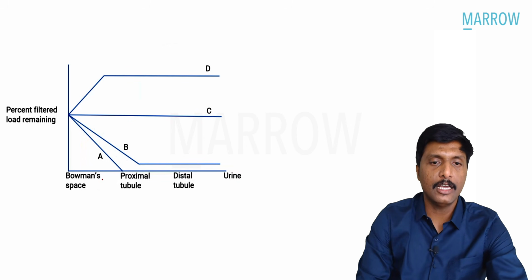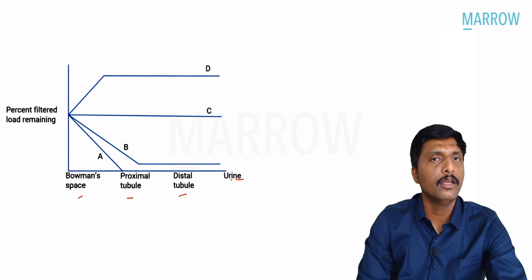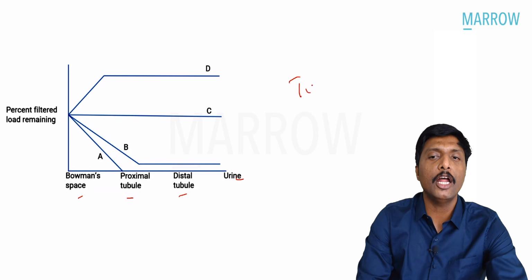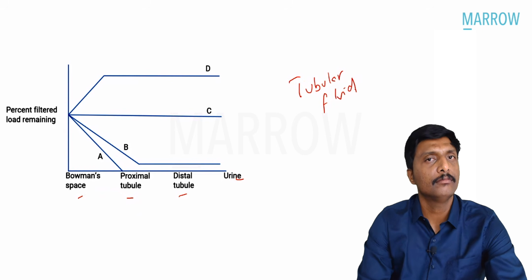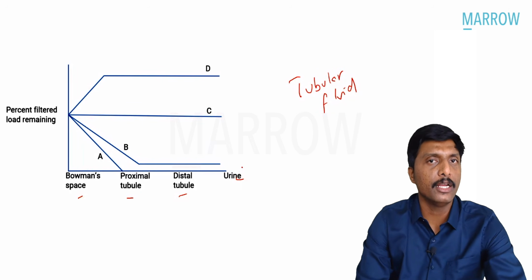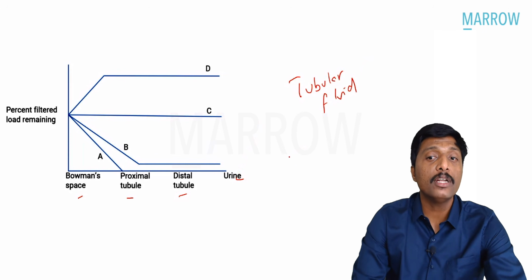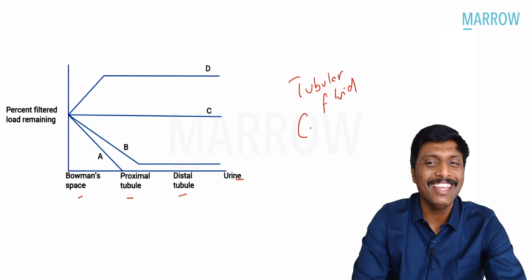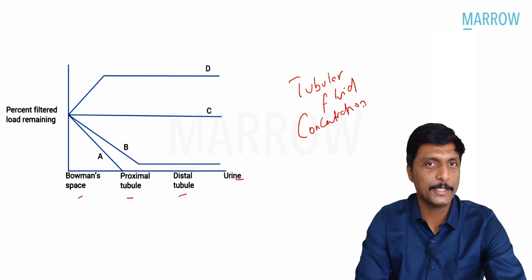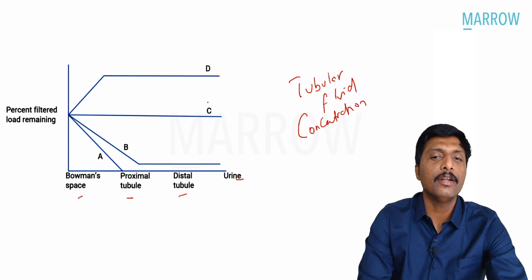Look here, guys. Bowman's space, proximal tubule, distal tubule, urine. We are talking about tubules and the fluid in it, which is going to eventually come out as urine. If you understand, just nod your head. We are talking about the tubules and the fluid there, so it is tubular fluid. What is the important parameter we are interested in? We are concentrating on the concentration. Tubular fluid concentration.